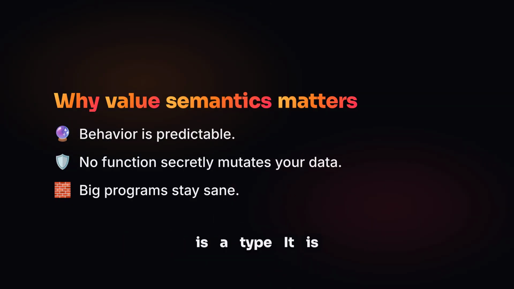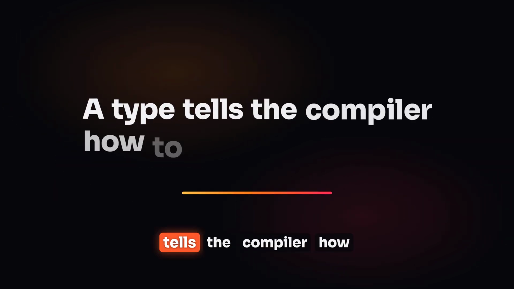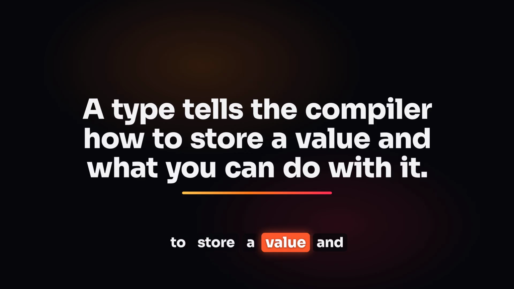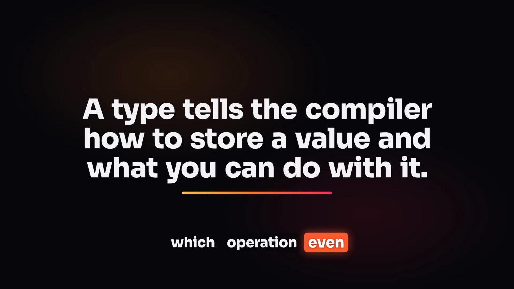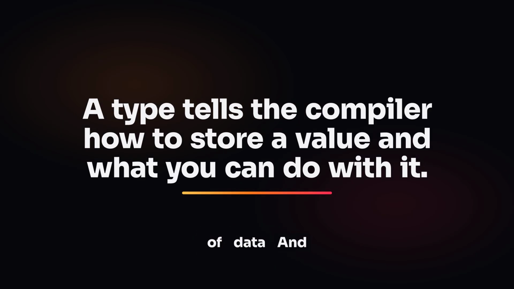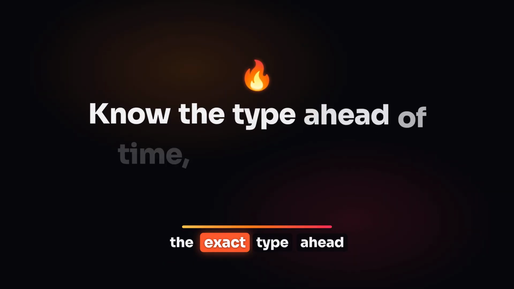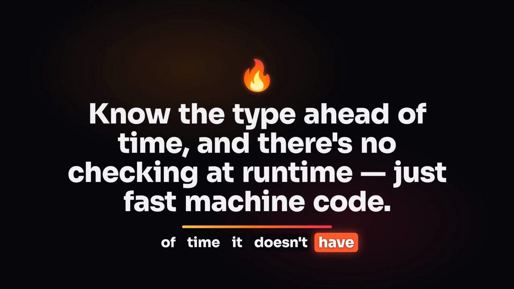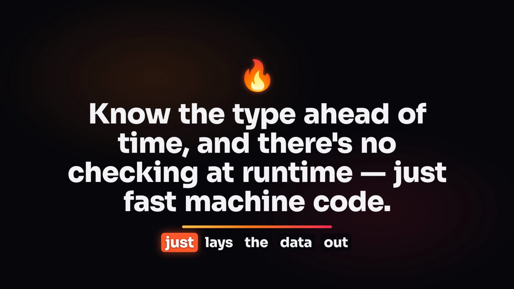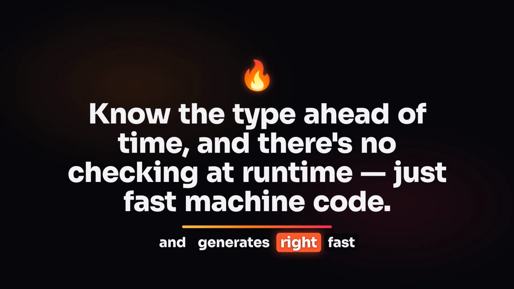So what is a type? It is the label that tells the compiler how to store a value and which operations even make sense on this kind of data. And here is the payoff. When the compiler knows the exact type ahead of time, it doesn't have to check at runtime. It just lays the data out and generates fast code.